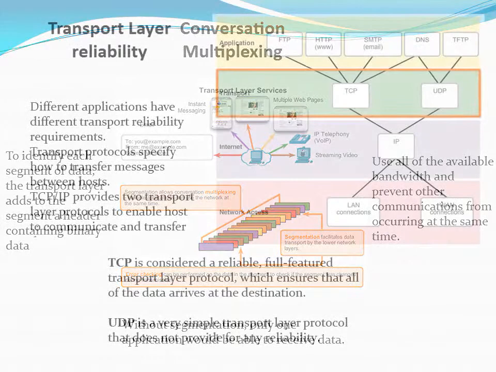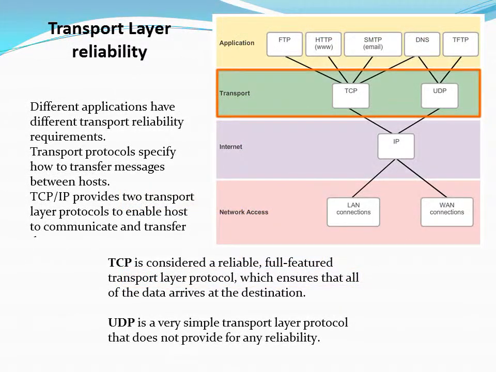Transport layer reliability. The transport layer is also responsible for managing reliability requirements of a conversation. Different applications have different transport reliability requirements. IP does not specify how the delivery or transportation of packets takes place. Transport protocols specify how to transfer messages between hosts. TCP/IP provides two transport layer protocols, Transmission Control Protocol, TCP, and the User Datagram Protocol, UDP. IP uses these transport protocols to enable hosts to communicate and transfer data.